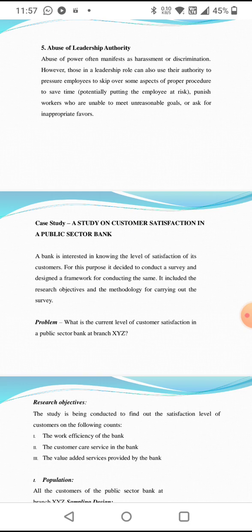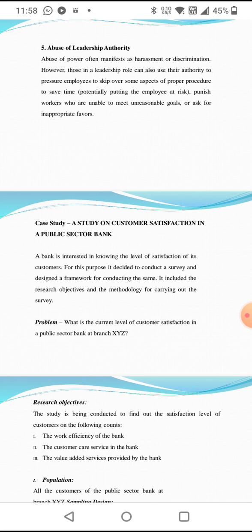So what happens over here is, a bank is interested in knowing the level of satisfaction of its customers. So for this purpose, it decides to conduct a survey and designs a framework for conducting the same. It included the research objectives and the methodology for carrying out the survey.